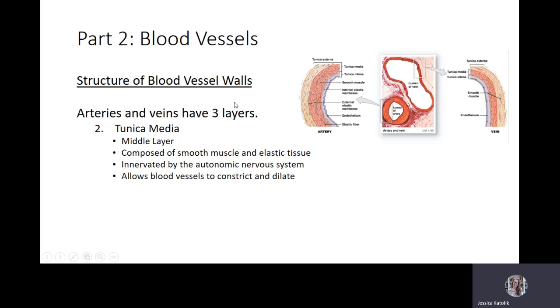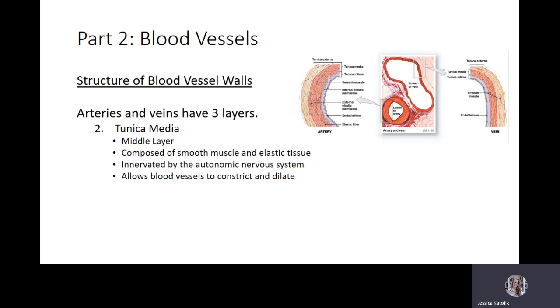Tunica media is going to be the middle layer, over here shown kind of in red, and this is going to be composed of smooth muscle and elastic tissue. So we can see here we have a lot of smooth muscle here in the artery and here in the vein, and this muscle is going to help give the vessel its shape.